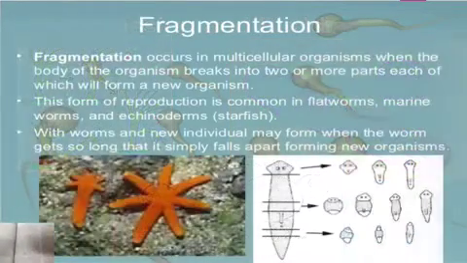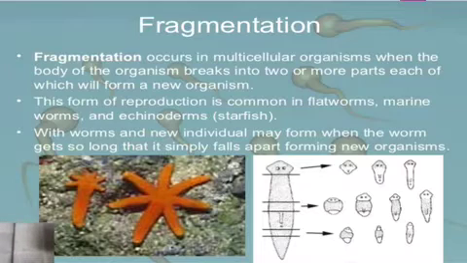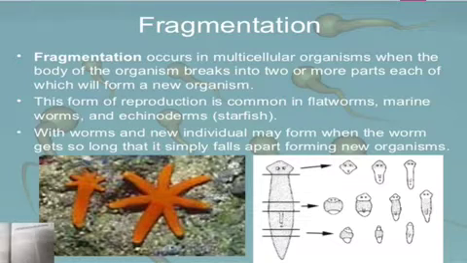So next is fragmentation. Students, what is fragmentation? Fragmentation occurs in multicellular organisms when the body of the organism breaks into two or more parts, each of which will form a new organism. That means each piece or part will form a new organism, that is called fragmentation. This form of reproduction is common in flatworms, marine worms, and echinoderms, that means starfish.